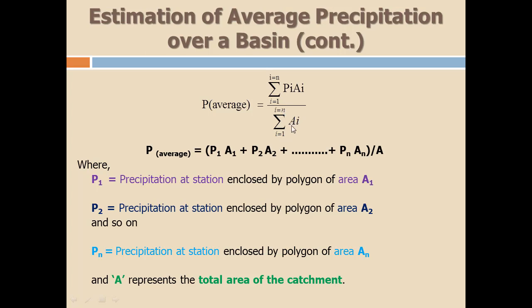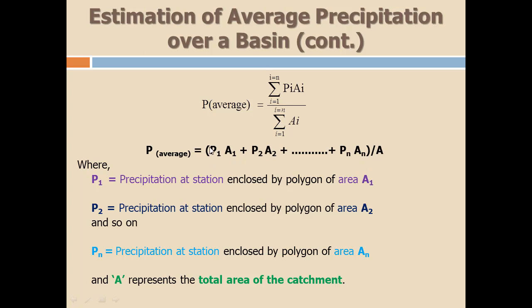Okay, what does it mean? It means that the summation of all the polygonal areas, polygon number 1, polygon number 2, polygon number 3, all summing up to A, will be divided by A. So in expanded form, for n stations, we can write it like this: P1 into A1 plus P2 into A2 plus P3 into A3 plus so on up to Pn into An, whole divided by capital A. What does capital A represent?